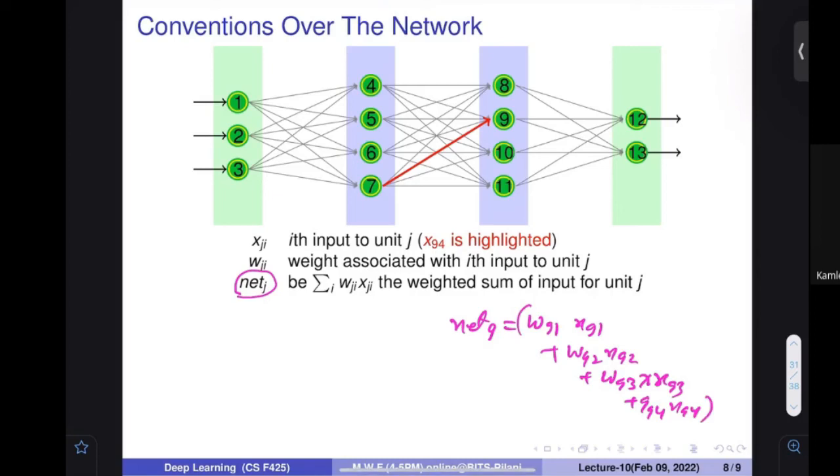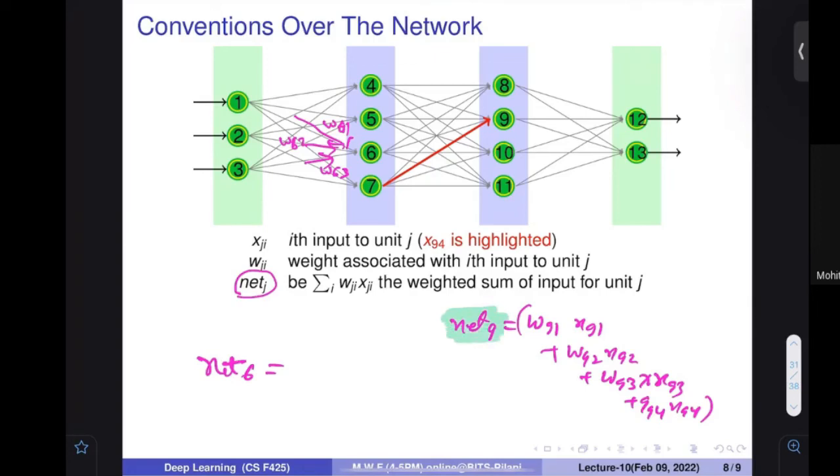Net 9 means the output of 9. If you understand this, can you tell me what is net 6? Net 6 is with respect to all these inputs. So it is W6, W61, W62, W63, and then you multiply with the respective x. Do you understand? Yes or no?